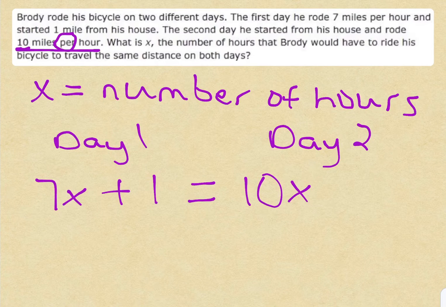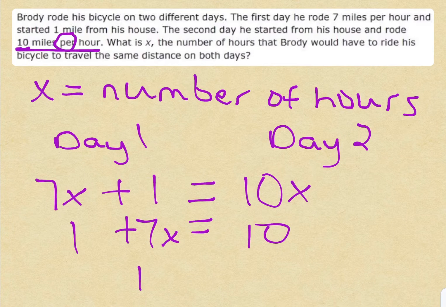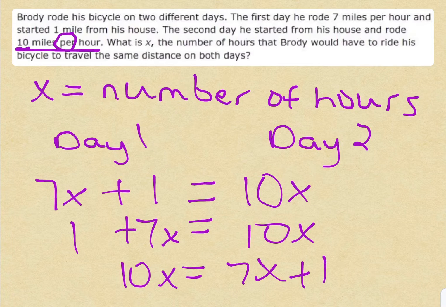Once you have it written like this, you're going to solve it like you normally do, using the steps that you've used before. Now, this is not the only way that we could write this equation. We could also write 1 plus 7x equals 10x. Or you could have it reversed. You could have 10x equals 7x plus 1. Either way, you get the same solution for x at the end. How about you go ahead and solve this equation and write in what you get for your solution?